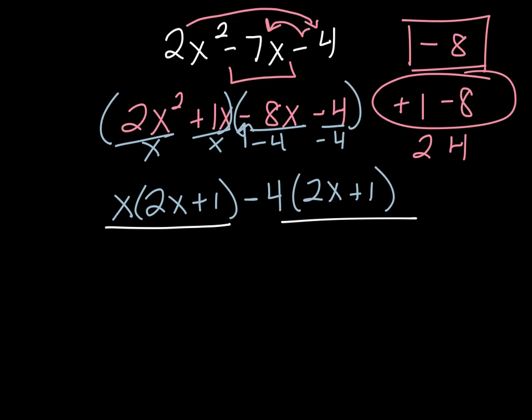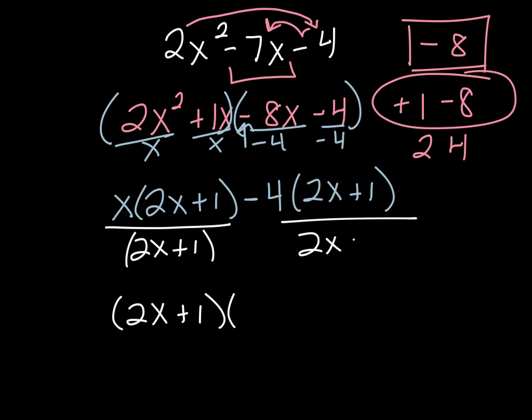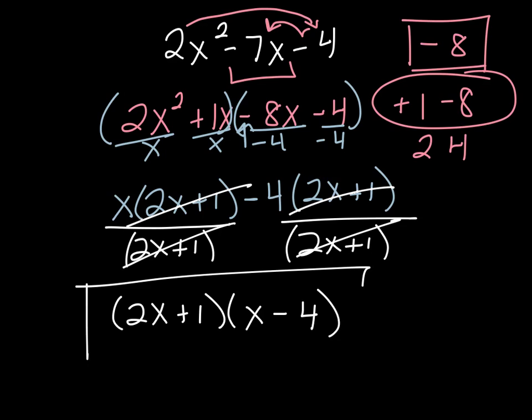In common, I have a 2x plus 1. So I'm going to divide out 2x plus 1 and 2x plus 1. When I do that, I'm left with an x and a minus 4. So there's my final answer.